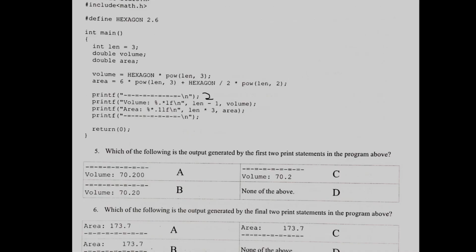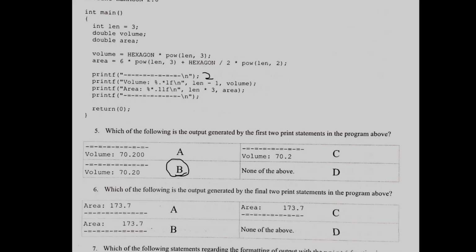When you have the star, that's a length of 2, so we know it's going to go out to 2 decimals because it's behind the period, which gives us answer choice B. Moving on to question 6. Which of the following is the output generated by the final two print statements in the program above? So we have to do the same thing, but for the last two statements.